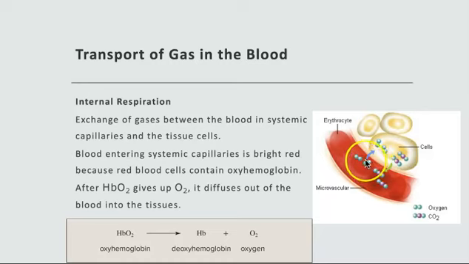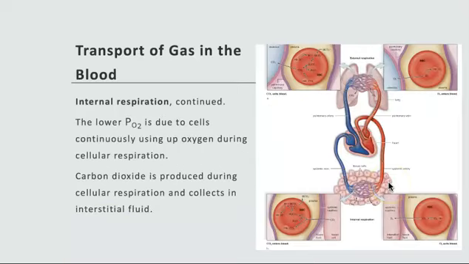So once we get down here, our hemoglobin is going to give up the oxygen it's bound to, and it'll diffuse out of the blood and into our tissues. Meanwhile, we'll have the opposite take place, right? Our cells have been going through cellular processes. We have a buildup of carbon dioxide, and it's going to want to diffuse into our capillaries here. So the lower the partial pressure of oxygen is due to, again, those cells taking up oxygen during cellular respiration. Carbon dioxide is produced and starts to collect within the interstitial fluid.